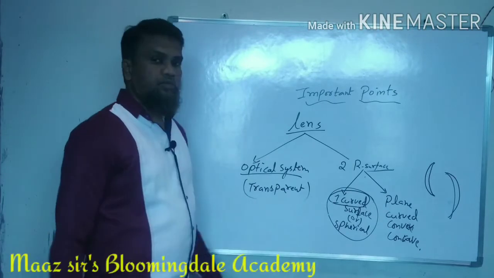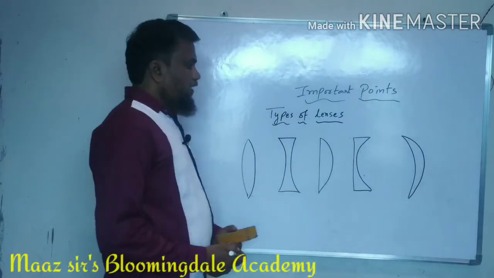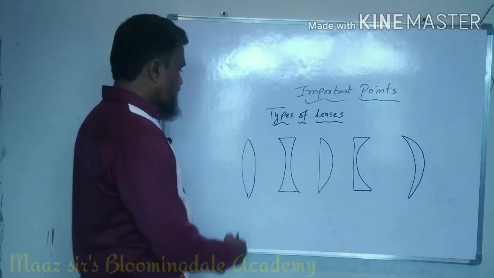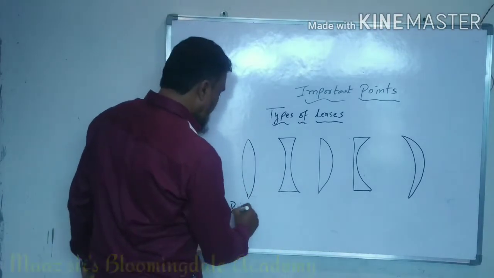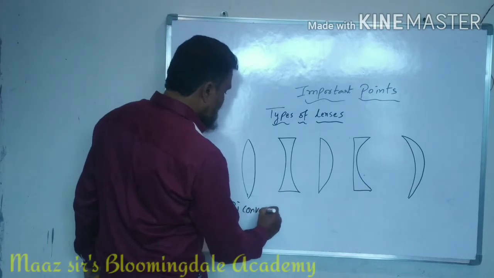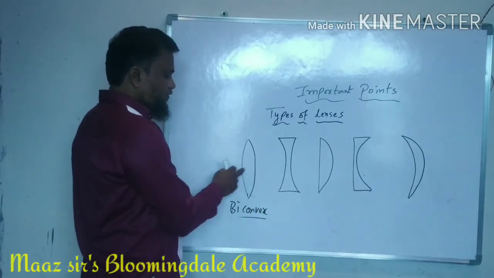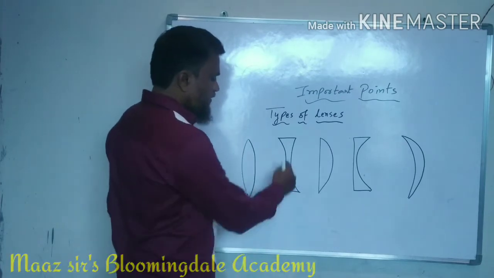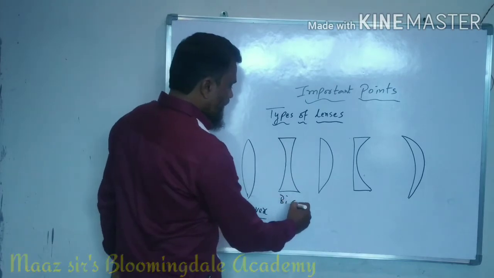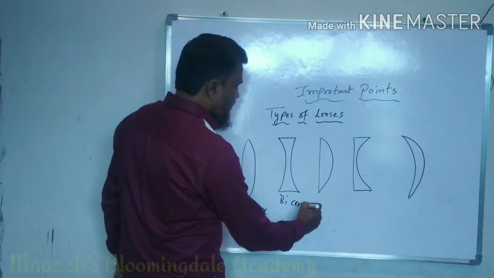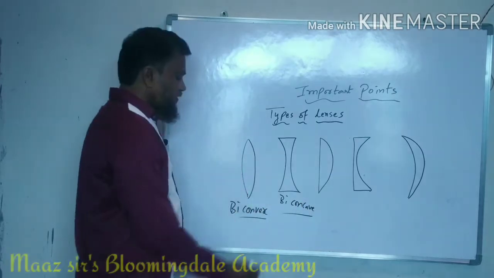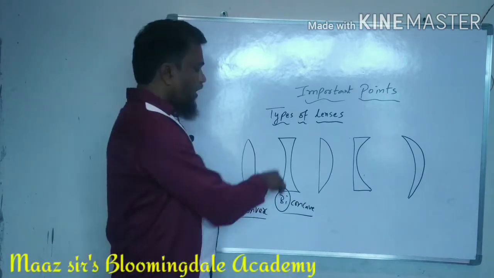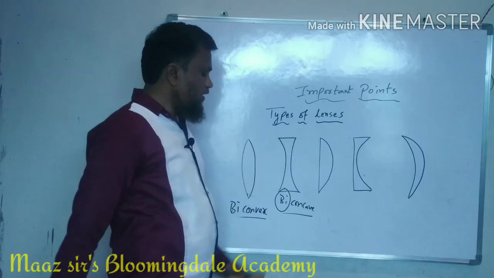In detail we will be learning about this type of lens. You can see here I have drawn some types of lenses. So what are these types of lenses? The first lens is biconvex. Why? Because there are two refracting surfaces, both curved outside. So it is known as biconvex. Similarly, this one is known as biconcave. Bi means two, so two surfaces are there, and both are concave. That's why it is known as biconcave.